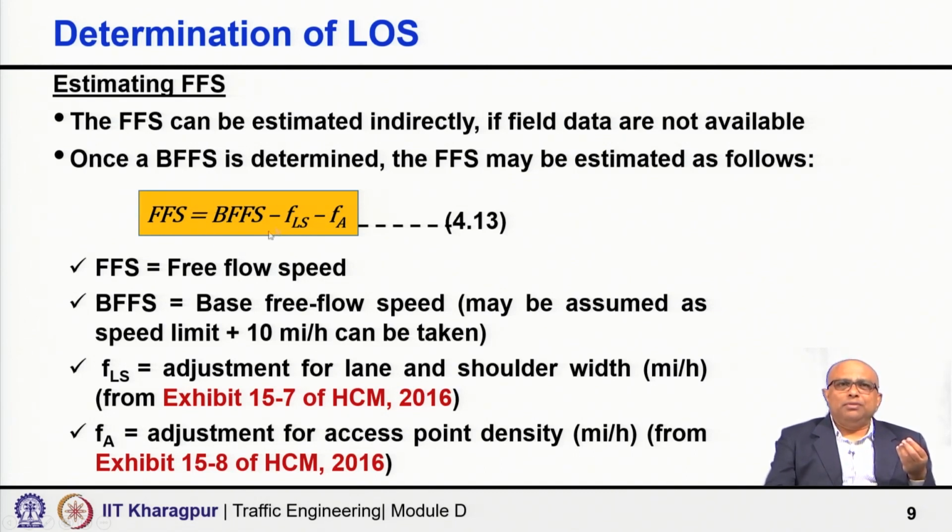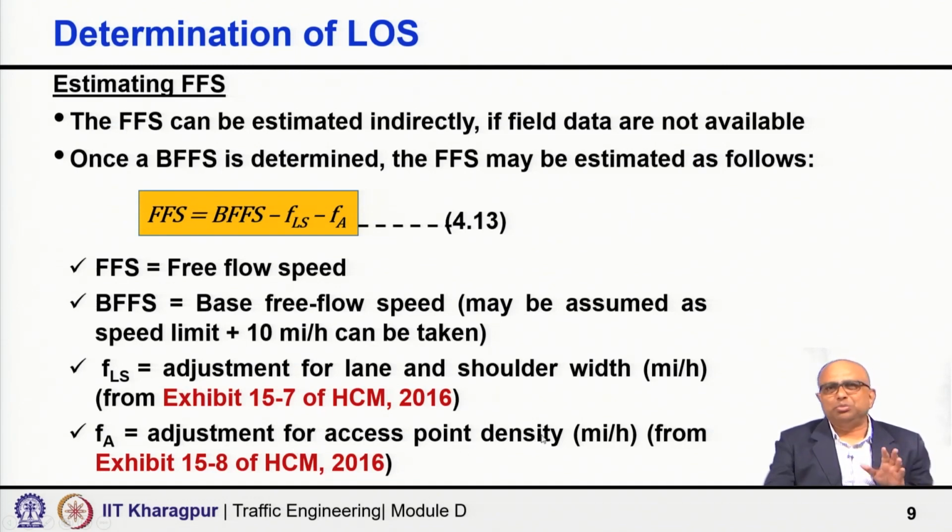Now, coming to the BFFS. If we do not know it, but we know the speed limit, then it may be assumed, as I have mentioned earlier also, that the speed limit plus 10 miles per hour may be taken as BFFS. Then BFFS minus some speed reduction due to lane and shoulder width correction, minus further speed reduction because of the access point density.